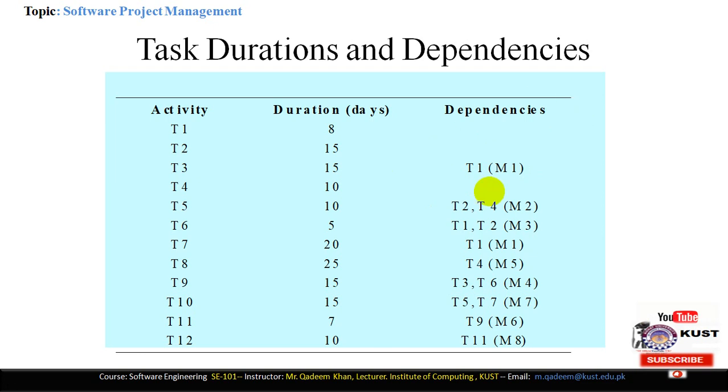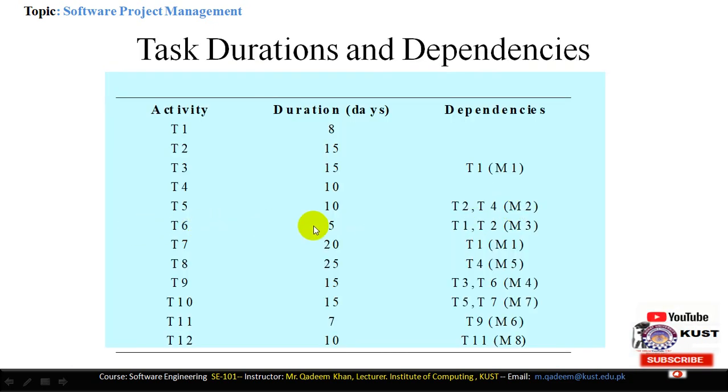Here the brackets define the milestones. When T3 is complete, we in fact obtain some major activities that are called milestones. So M1 is the combination of T1 and T3. Then we have task T4, which is an independent task and requires 10 days. T5 requires 10 days, and it depends on T2 and T4. And when T5, T2 and T4 are completed, then we obtain milestone 2.